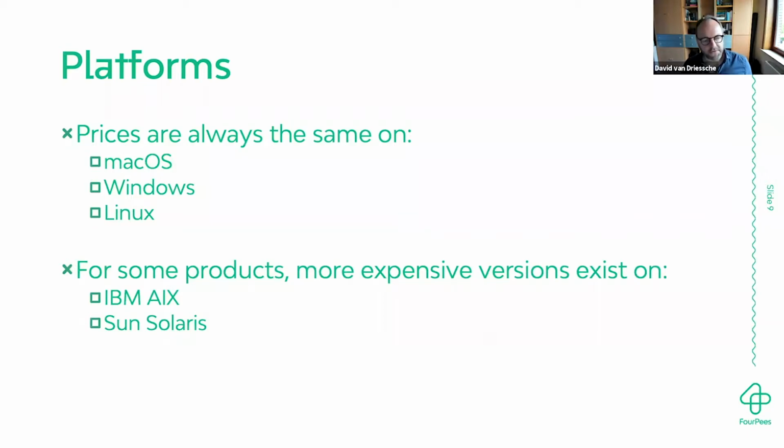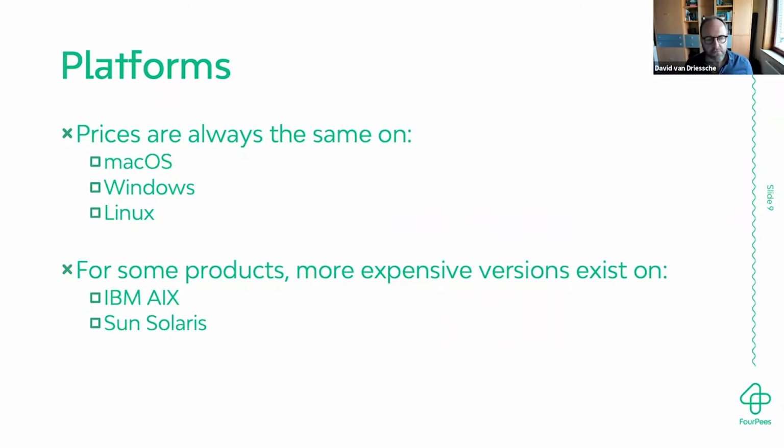I don't know if there is still anyone who is actively using IBM AIX and Sun Solaris, but as a general concept, I still wanted to mention that as far as callas is concerned, macOS, Windows, Linux, the price is the same. So there is no difference in price between the different platforms. The license itself might be tied to a particular platform. So you might have to get a new license if you want to switch between platforms, but that's something else. But there is no price difference.